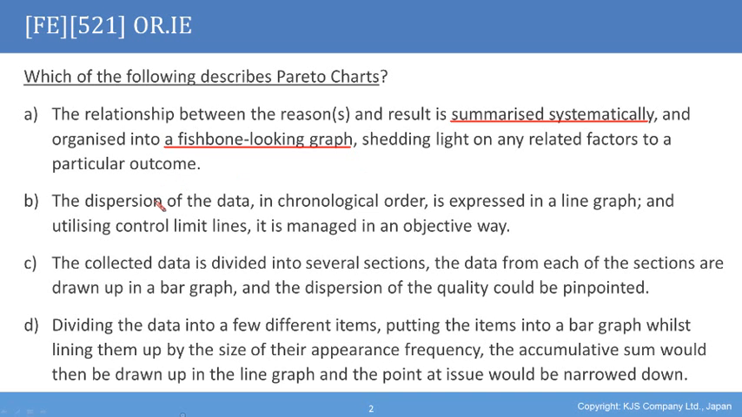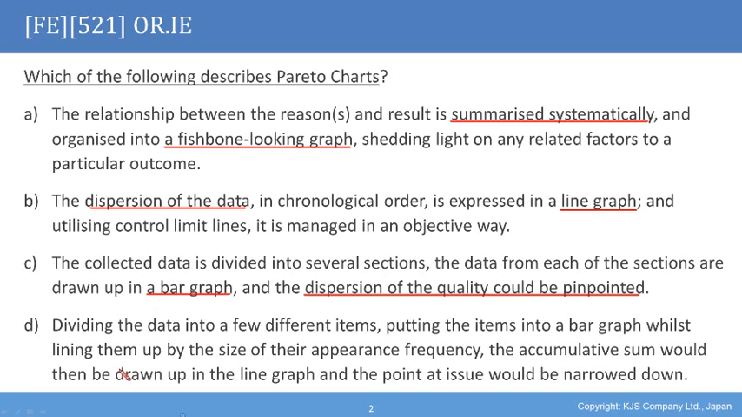B. The dispersion of the data in chronological order is expressed in a line graph, and utilizing control limit lines, it is managed in an objective way. C. The collected data is divided into several sections. The data from each of the sections are drawn up in a bar graph, and the dispersion of the quality could be pinpointed.